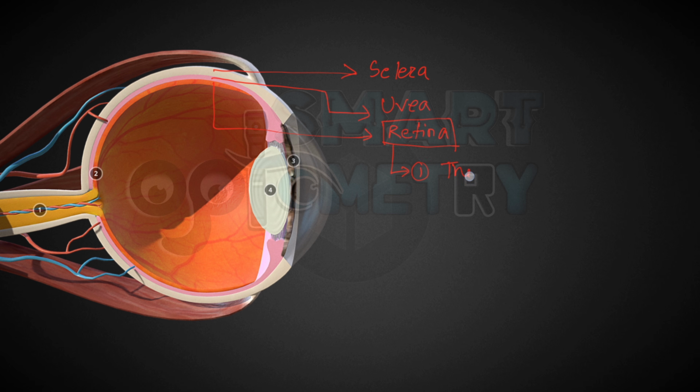Now the characteristic features of the retina: one, it is a very thin structure. Two, it is transparent. And three, it is light sensitive. Now, though I have mentioned that it is transparent, if you see, it looks reddish in color. The actual color of the retina is purplish red.